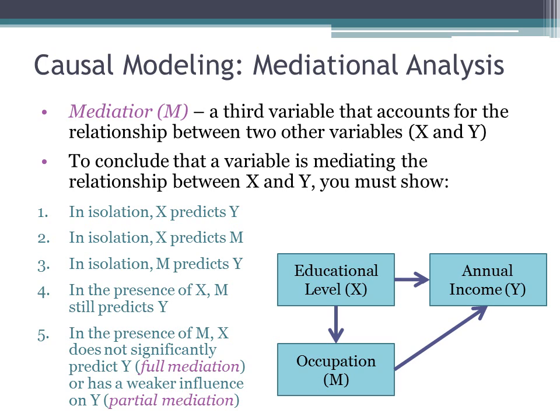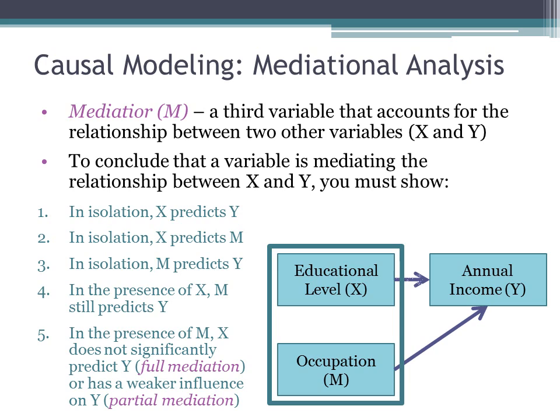In fact, occupation is such a good predictor of annual income that when you use both education and occupation to predict income, the relationship between occupation and income remains significant, while education loses a large portion of its predictive ability. Thus, we can say that occupation mediates the relationship between education level and annual income.